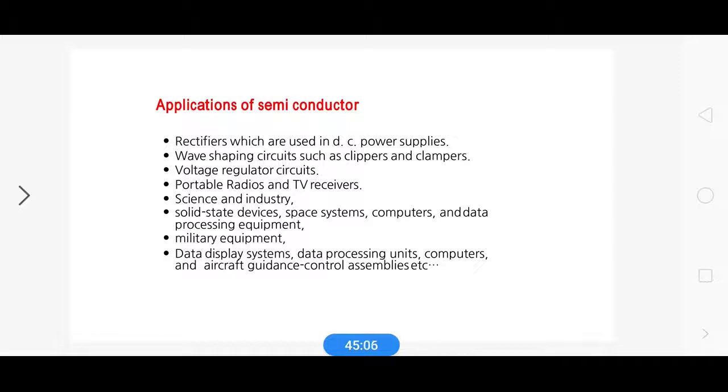Now the applications, there are so many applications. We discuss some of the applications as rectifiers, in clipping and clamping circuits, voltage regulator circuits, TV receivers, in science and industry, computers, data processing equipment, military equipment, and data displaying systems. So these are a few applications of the PN diode.